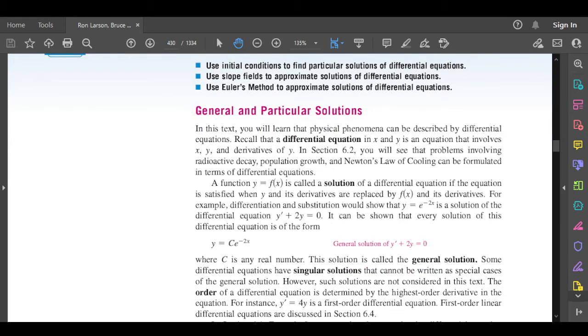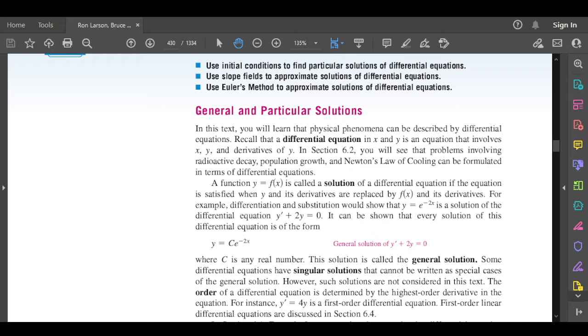A function y is called a solution of a differential equation if the equation is satisfied when y and its derivatives are replaced by f of x. So the solution of a differential equation is a function. It is another function.